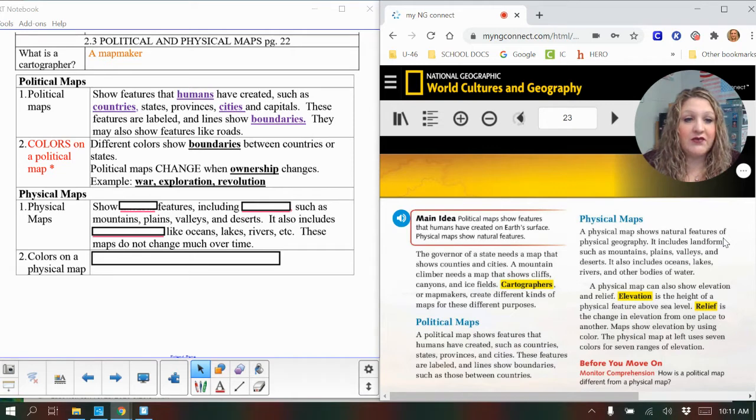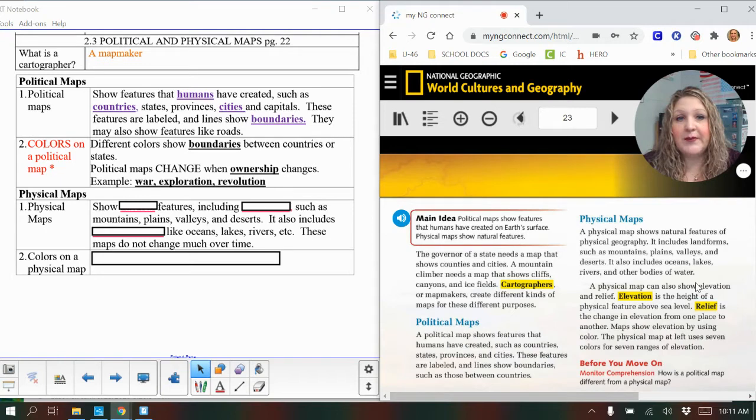Elevation is the height of a physical feature above sea level. Relief is the change in elevation from one place to another. Maps show elevation by using color. The physical map at the left uses 7 colors for 7 ranges of elevation.